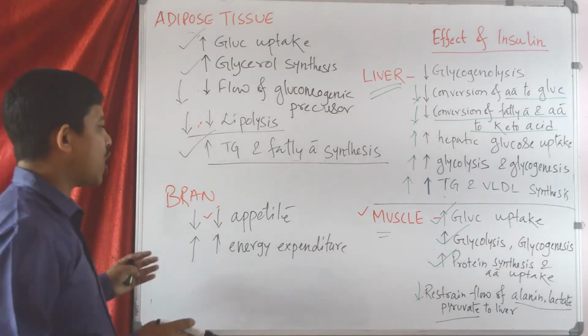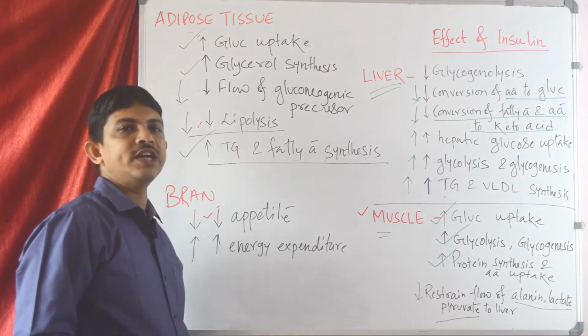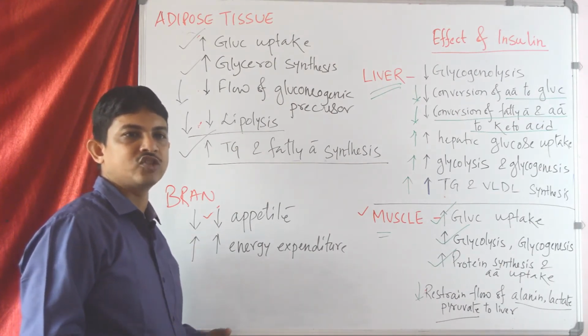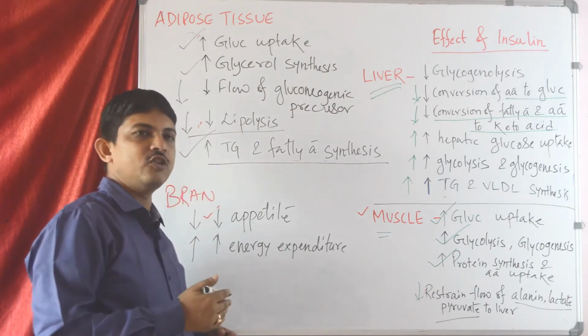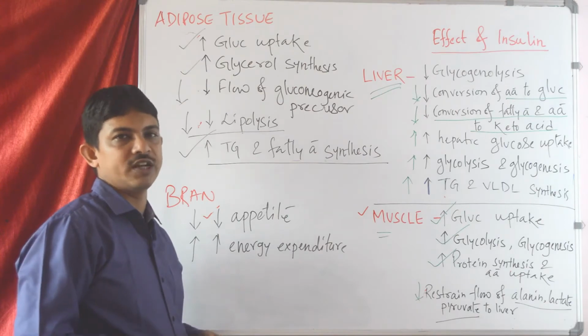So this is all about the different functions of insulin, through which it maintains the blood glucose level, that means glucose homeostasis, or we can say that it reduces the blood sugar level and maintains glucose homeostasis.